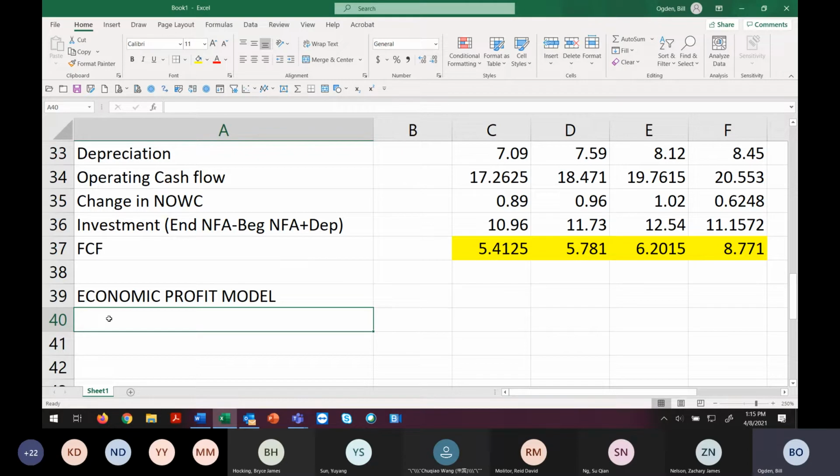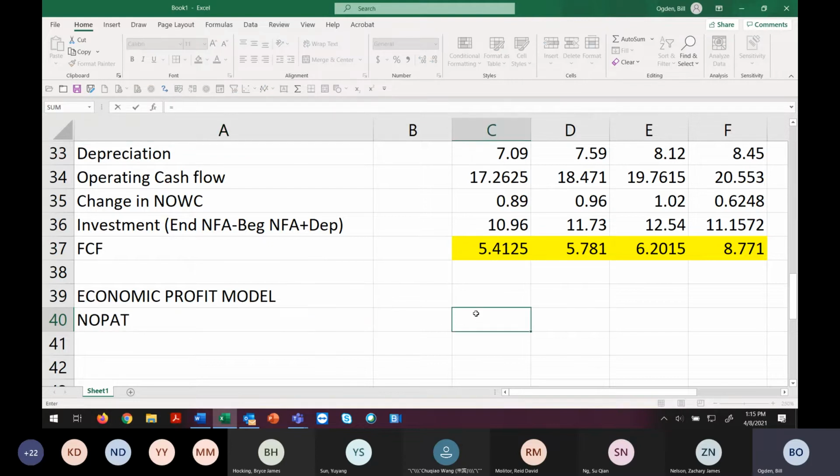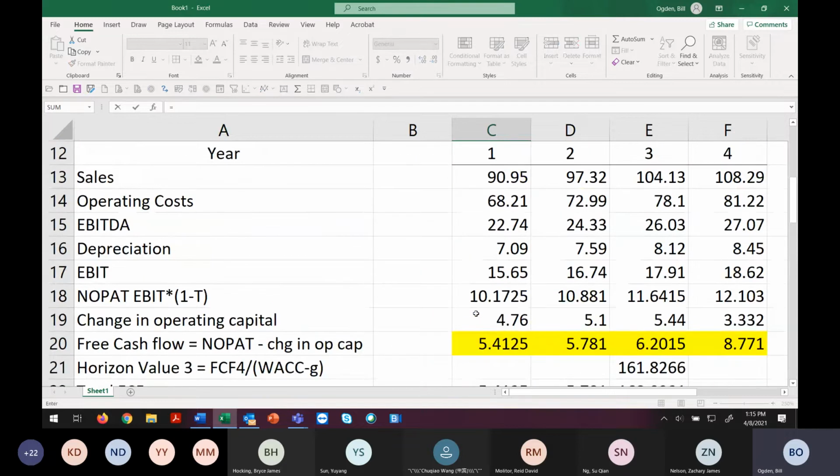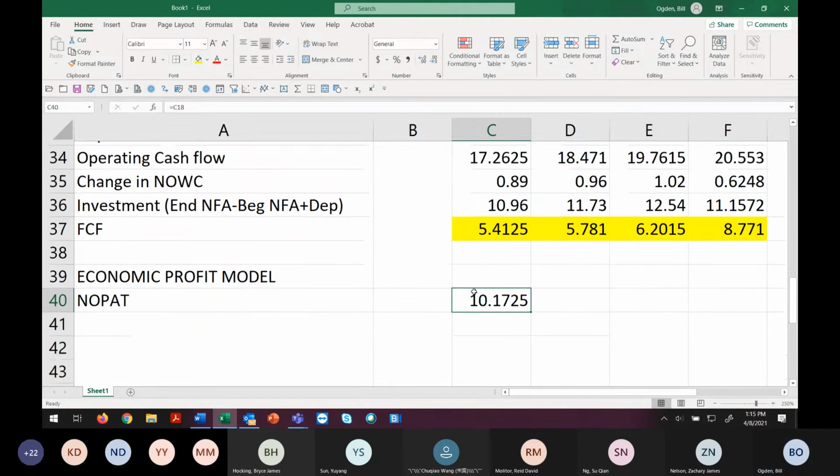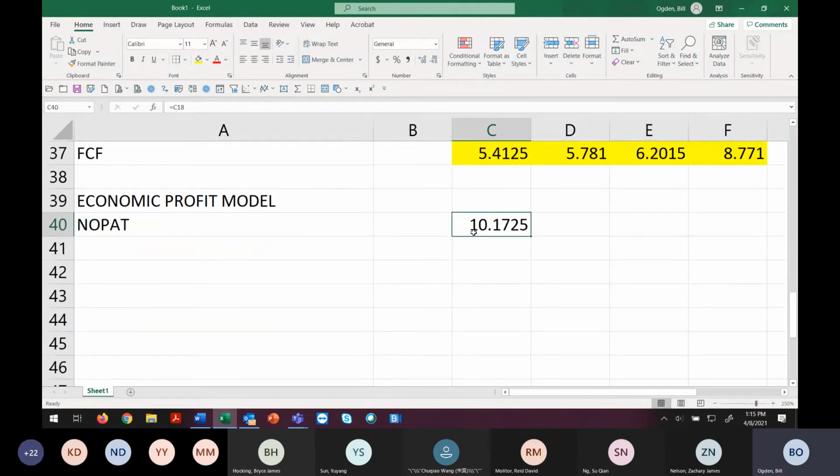So let's start off with our NOPAT, net operating profit after tax. And let's get it from above. We don't need to recalculate it. All right, and then this time we're going to do something a little different. This is similar. This is why I did that little unit on EVA for you. What EVA does, it calculates the capital charge and subtracts it from the NOPAT to get the economic income. So that's exactly what we'll be doing.